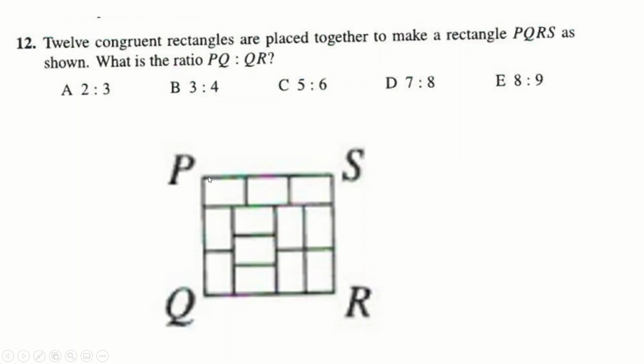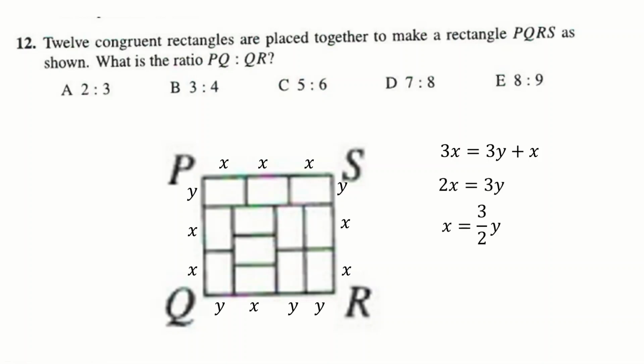So if we call the length of this rectangle x and the kind of height y, we can just go all the way around labeling it, right? X's and y's, so all the rectangles are the same. And now, because it's a rectangle overall, we know that 3x must equal 3y plus x, just looking at the top and the bottom. Which we can rearrange, of course. 2x equals 3y, which means x equals 1.5y, or 3 over 2y. So let's just replace that on these sides here. So let's replace these x's with 3 over 2y's. Then the length of this side here is, well, 1.5, 1.5, 1.5 is 4.5y.